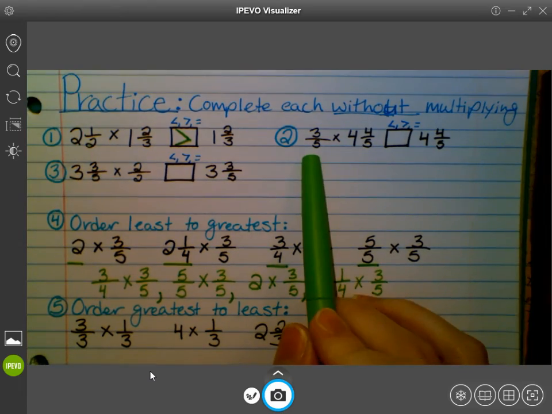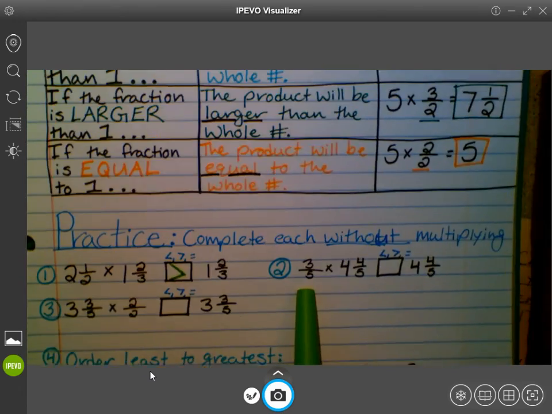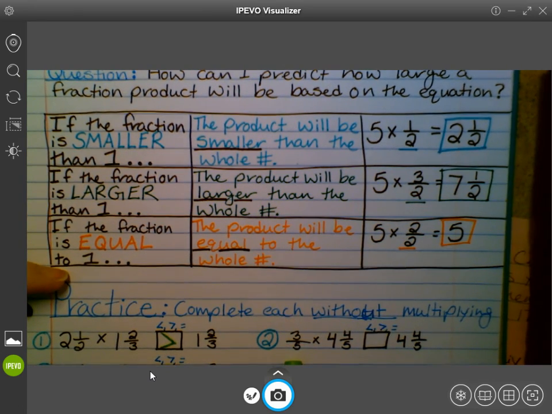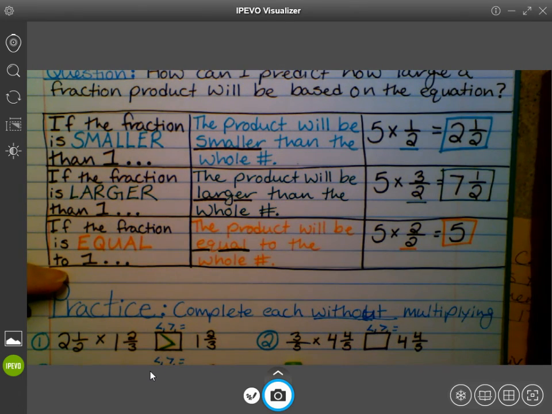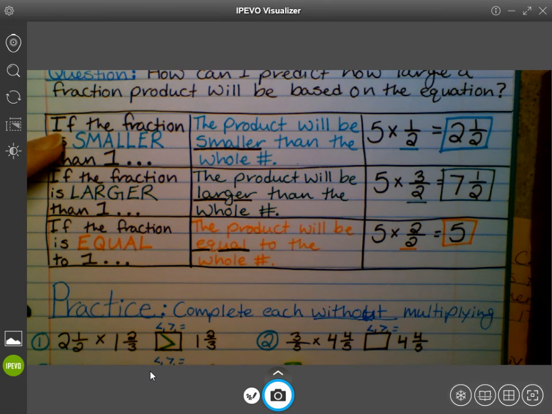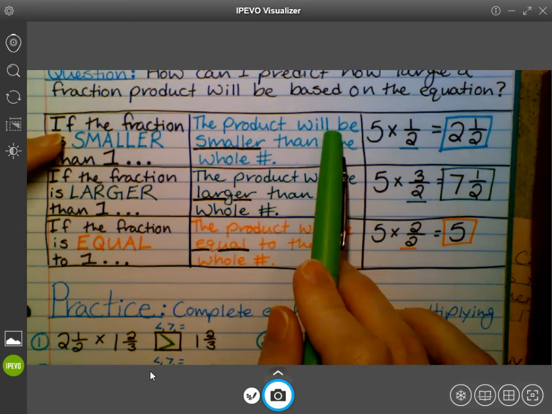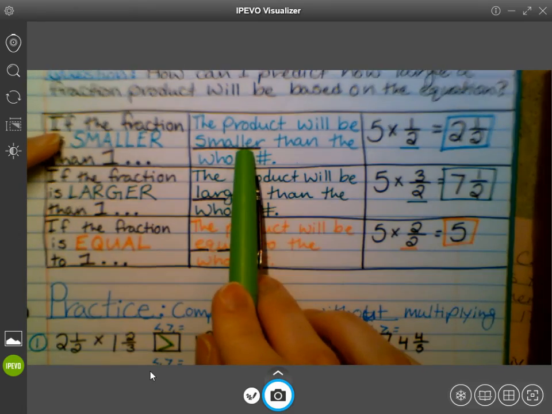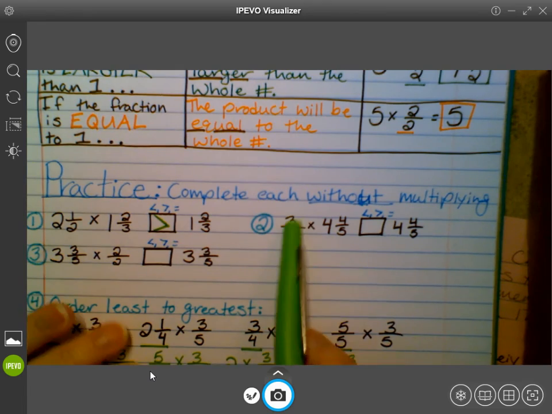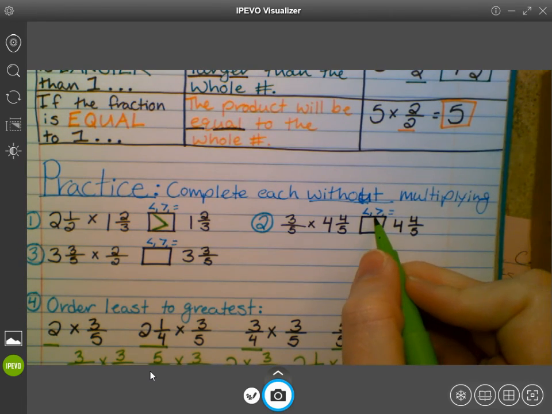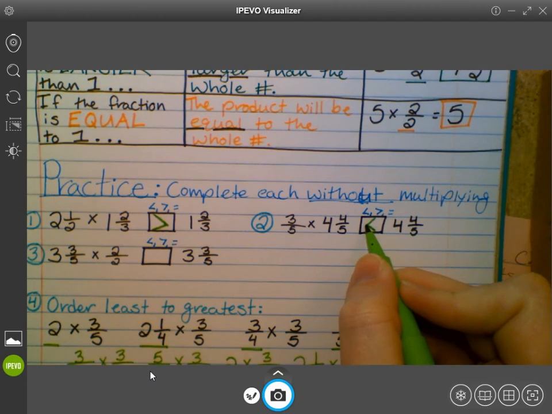Well, the fraction 3/5, we need to first determine, is that smaller, larger, or equal to 1? What is it? It is smaller. 3/5 is smaller than 1. So that means if we're taking 4 4/5 and multiplying it by 3/5, the product will be smaller. So that means 3/5 times 4 4/5 is less than just 4 4/5.